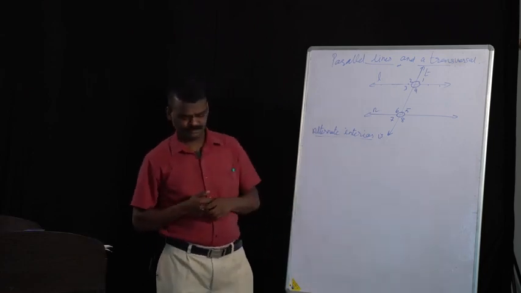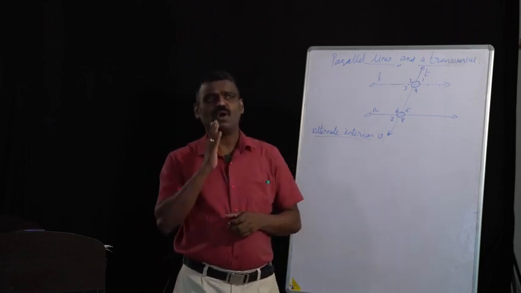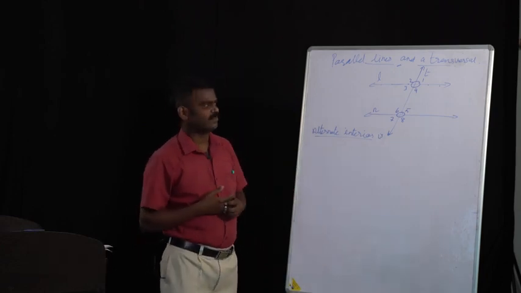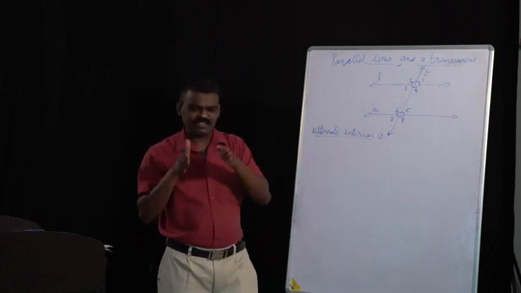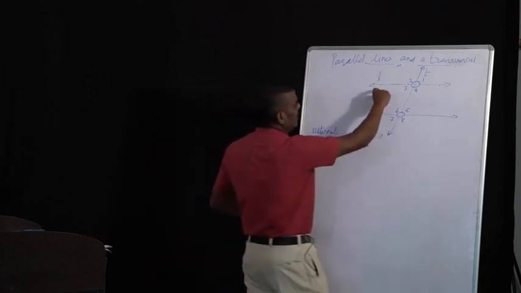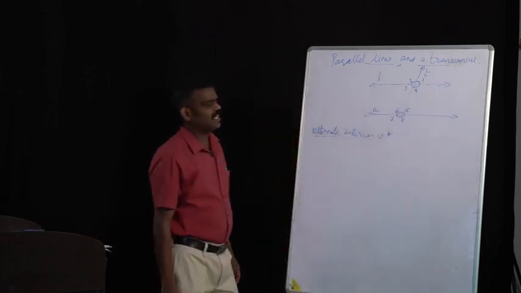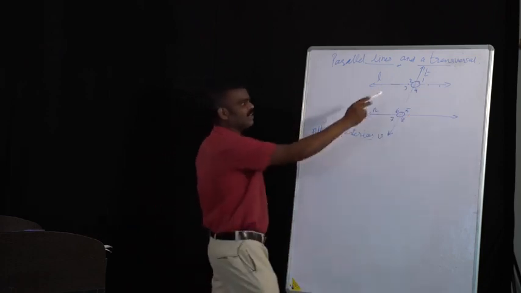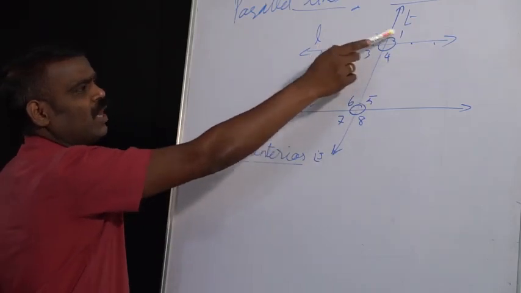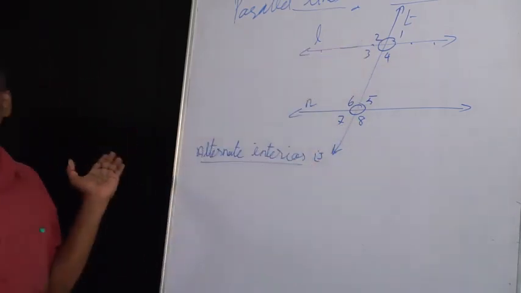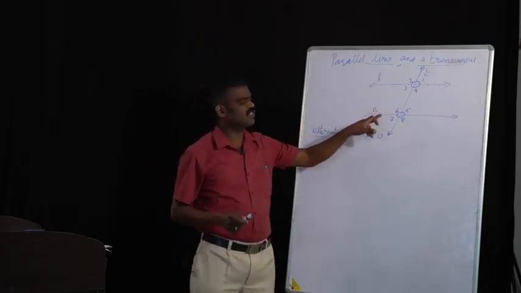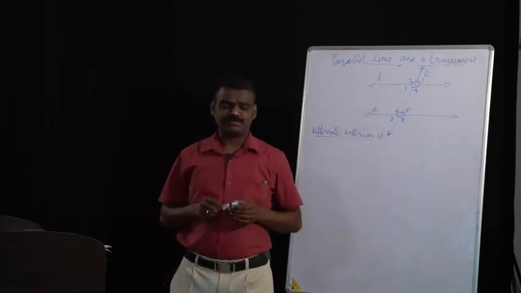Alternate. Alternate means one after the other. Interior means inside, inside the parallel lines. What are the angles inside the parallel lines? Angle 3 is inside, 4, 5, 6. These are inside. 1, 2, 7, 8 are outside, exterior to the parallel lines. So angles 3, 4, 5, 6 are inside the parallel lines.